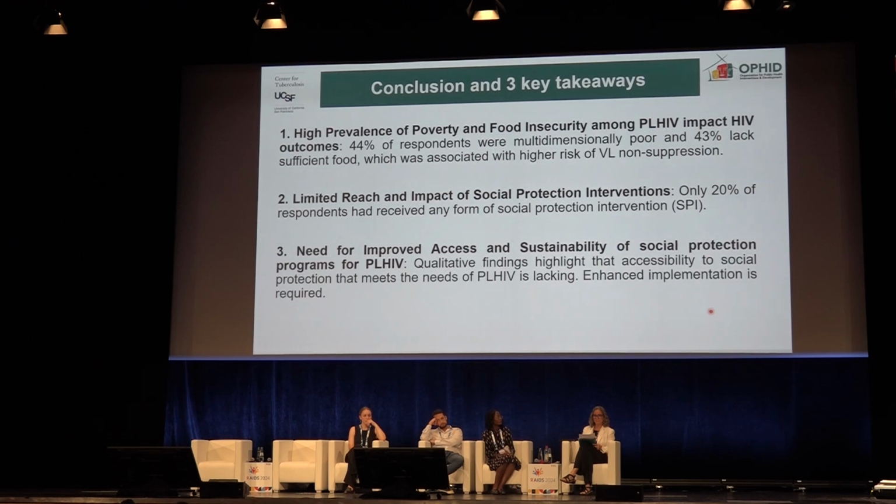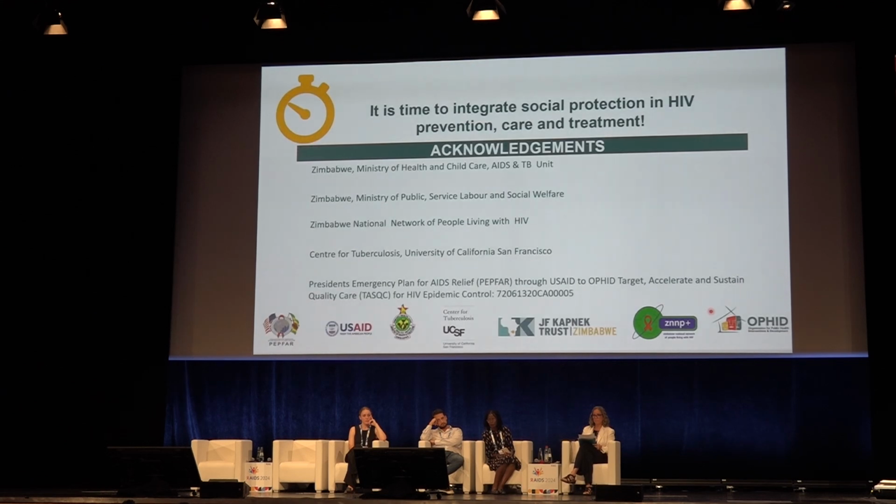The third key takeaway point: there is need for improved access and sustainability of social protection programs for people living with HIV. Qualitative findings highlight that accessibility to social protection that meets the needs of people living with HIV is lacking. Therefore, there is need for enhanced implementation. From what I've presented, I think it is time to integrate social protection in HIV prevention, care and treatment.